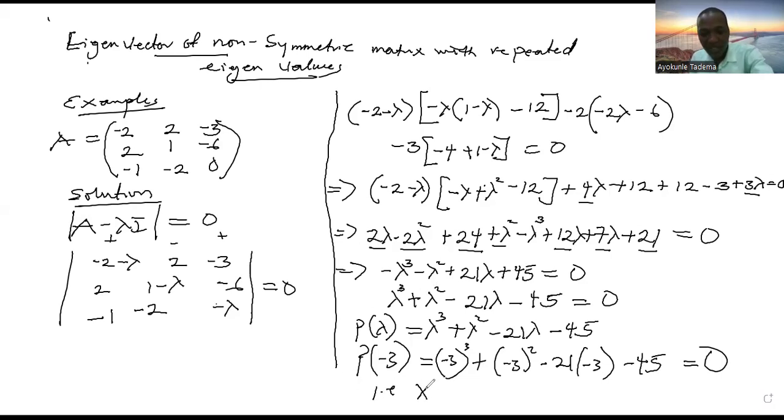That is, lambda equals minus 3 is a factor of P of lambda. And if this is a factor of P of lambda, the next thing we do now is divide P of lambda by lambda plus 3. Let me quickly do that. The next thing is, we divide P of lambda by lambda plus 3.